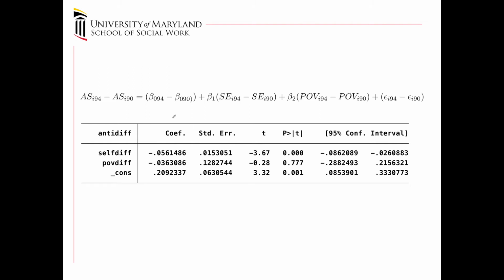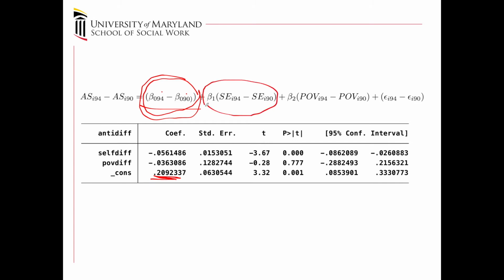I just subtracted the intercepts. I didn't put a time variable in here, so the intercepts went away. So here we have the mean difference in intercepts. This represents the mean difference between time one and time two.